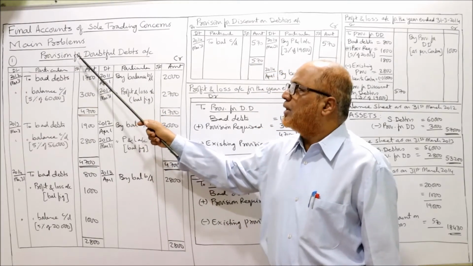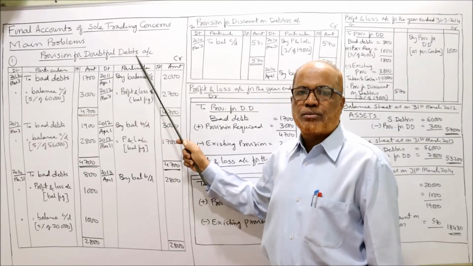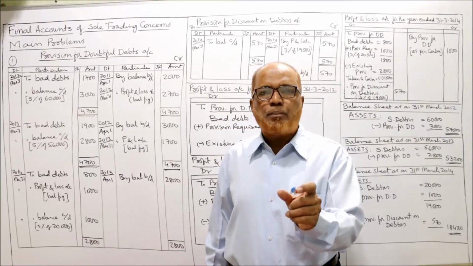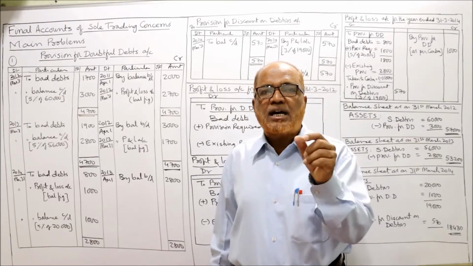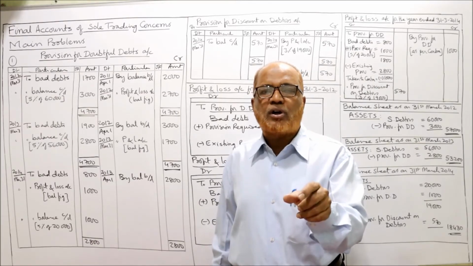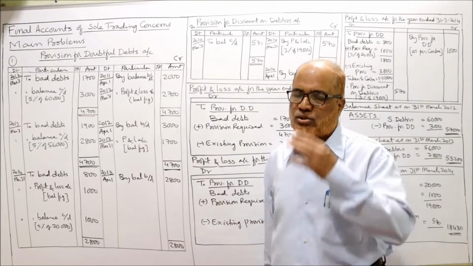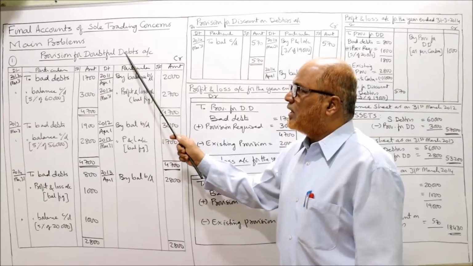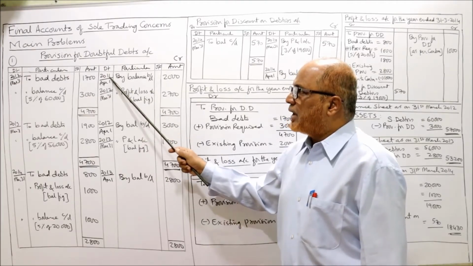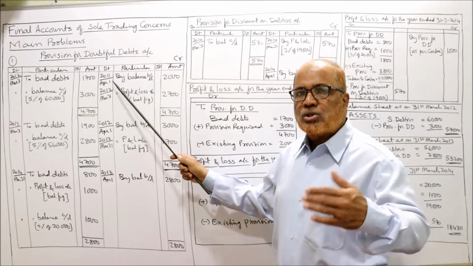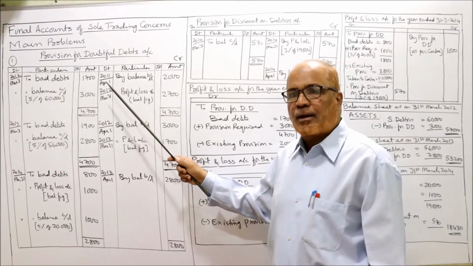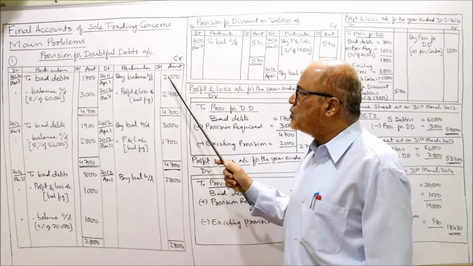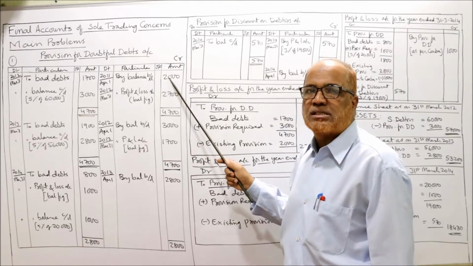The first problem, provision for doubtful debts account. It is given that on 1st April 2011 there is a credit balance in provision for doubtful debts of rupees 2000. That is given in the first line of the problem. The provision for doubtful debts on 2011 April 1st. That means the closing of last year will become the opening of the current year. So 1st April 2011 by balance brought down 2000. This is the opening balance.